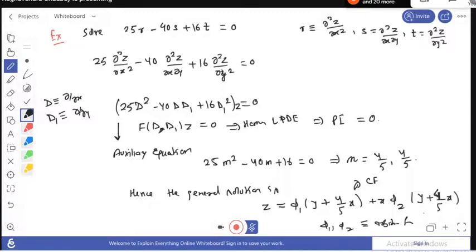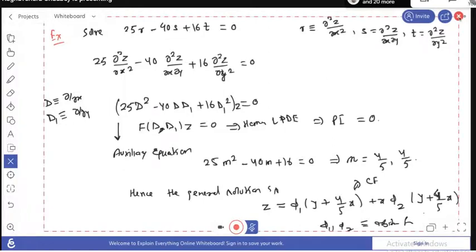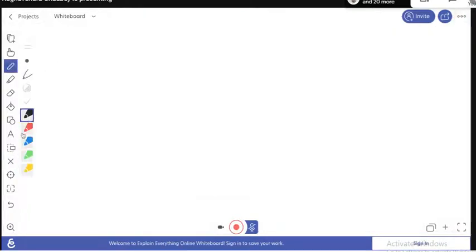In the next page, we take a simple example here. The theoretical part we will send you on your WhatsApp group.